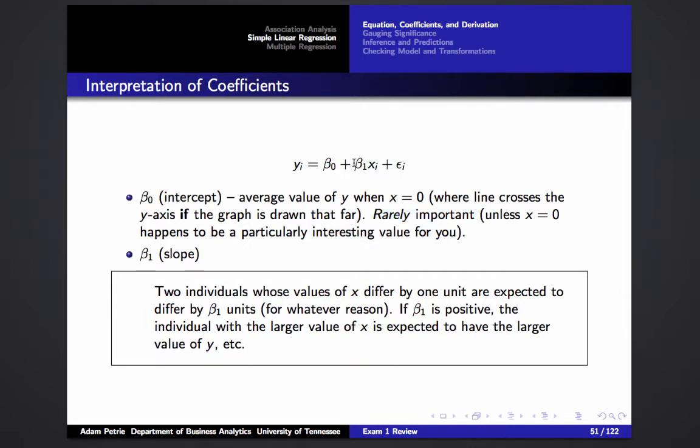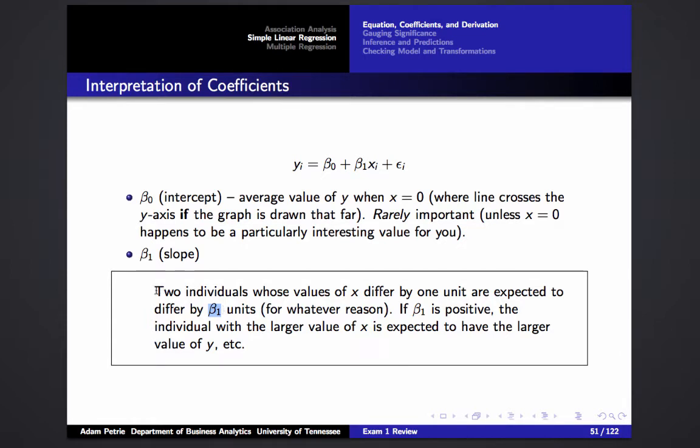The slope is what really ties the x and y values of individuals together. So this is what we need to make sure that you know how to interpret. When we have a slope for a simple linear regression, what does that number tell us? Well, it tells us that two individuals whose values of x differ by 1 unit are expected to differ in y by beta 1 units, for whatever reason.